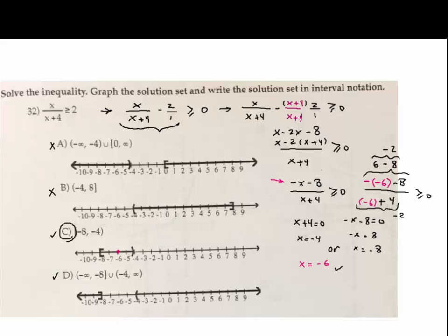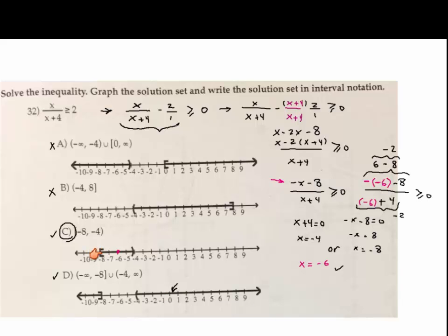If you pick 0, for instance, it should not make sense. If I put 0 here, I get 0 at the top of the fraction, I get minus 8, and I get plus 4 at the bottom. So you get a negative. You don't get greater than 0; you get less than 0. So 0 cannot be a solution. The solution must be between these roots.